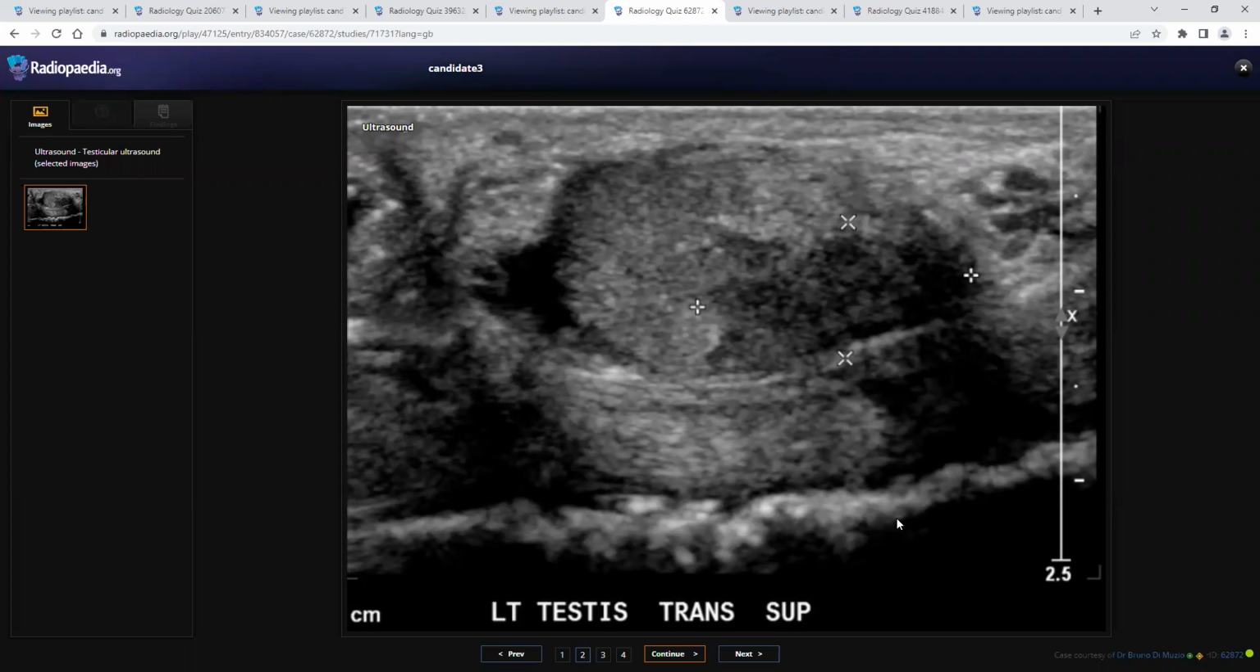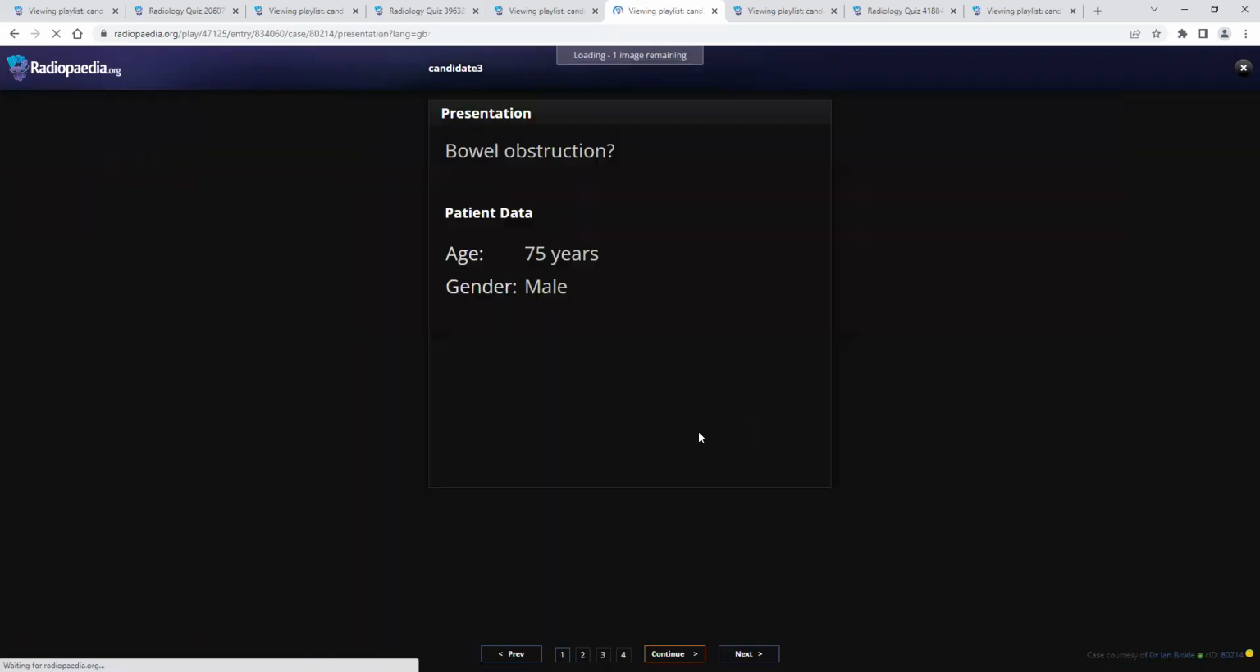Yeah. What do you think? So the mass in the abdomen, in the para-aortic region, is a metastatic lymph node from the primary in the left testis. What could this primary be? It could be seminoma, and other testicular tumors also.